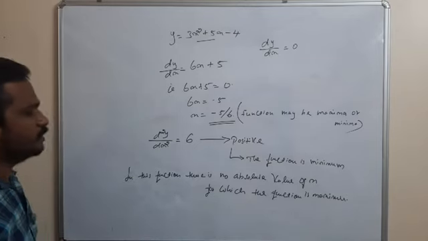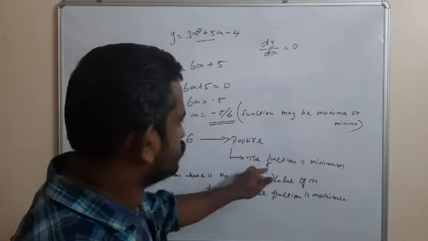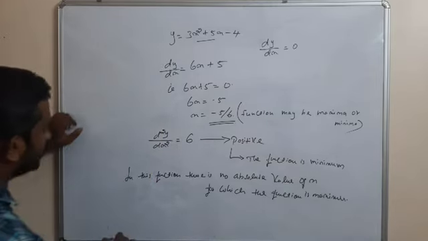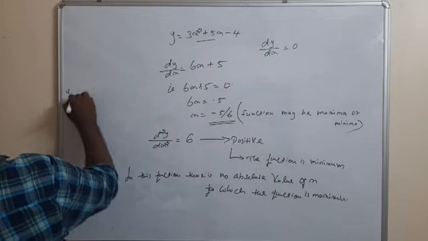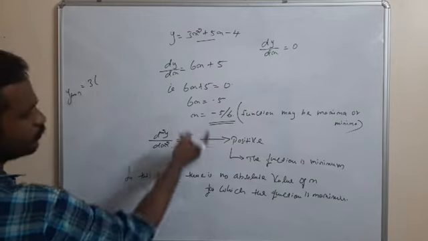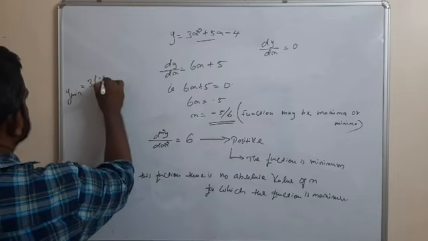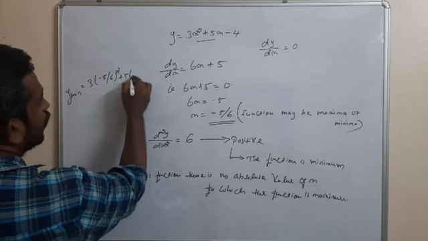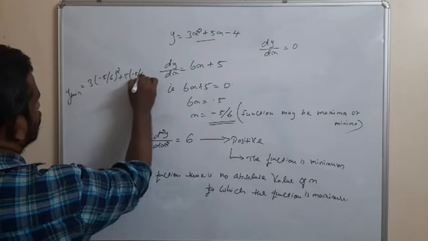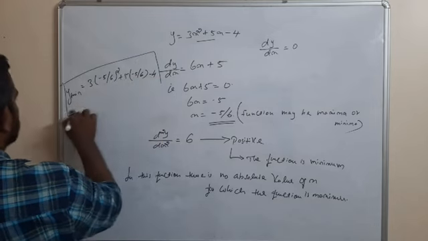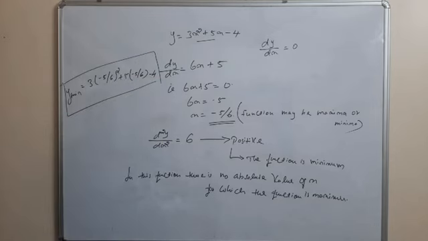To find the minimum value, y min is equal to 3 into minus 5 by 6 square plus 5 into minus 5 by 6 minus 4. This will give the minimum value of the function.